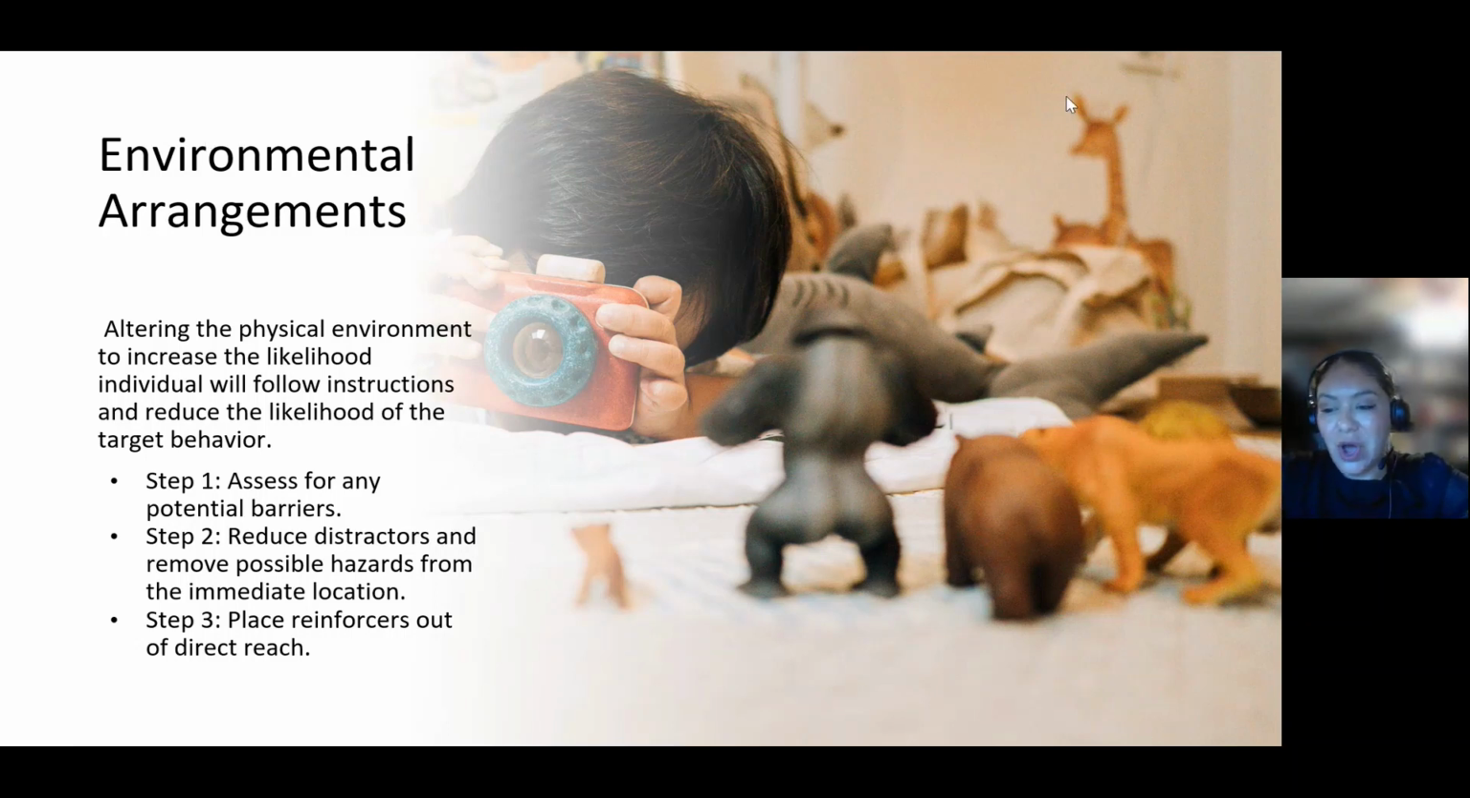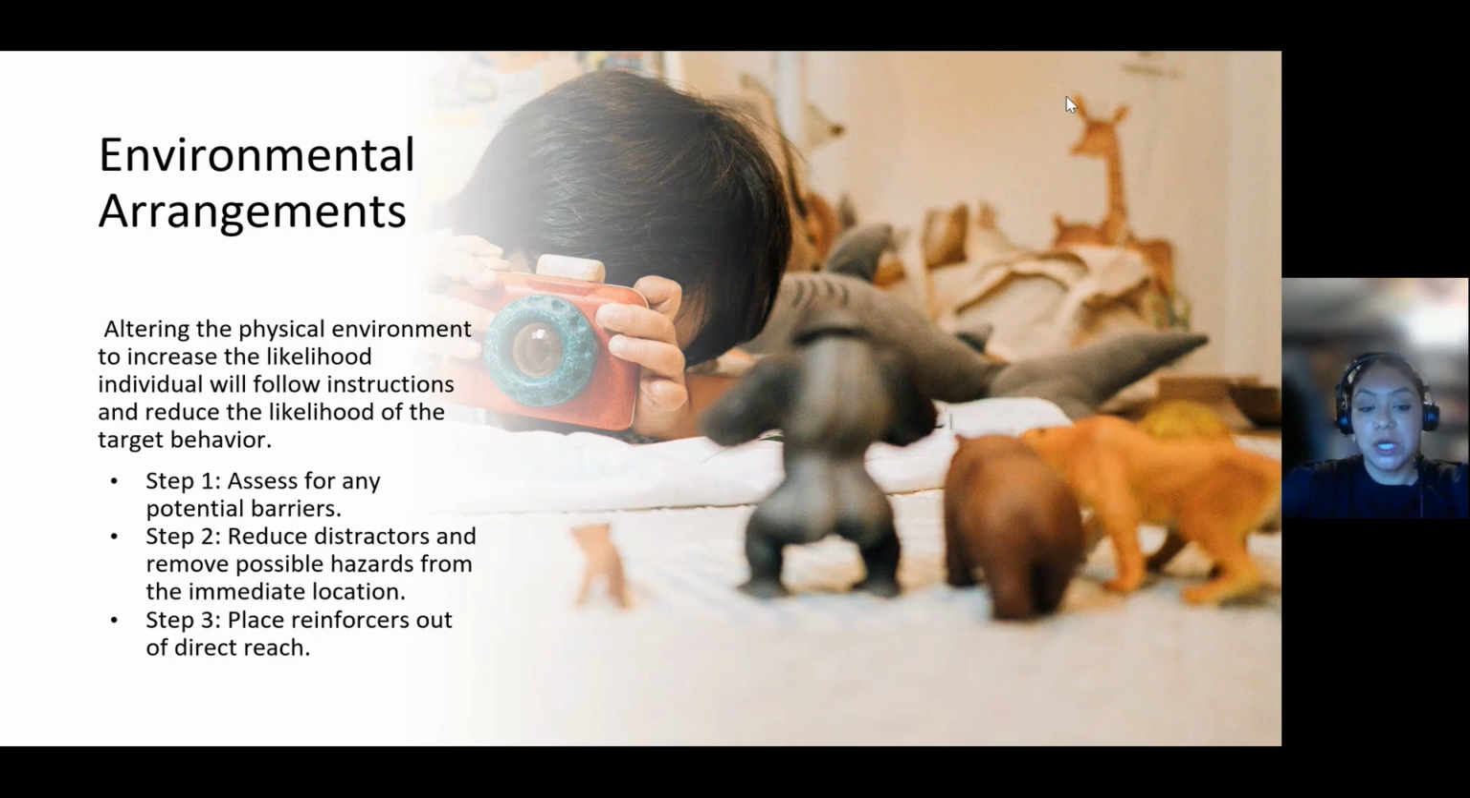Environmental arrangements really talk to us about the physical environment in the home, right? So altering the environment to increase the likelihood that an individual is going to stay focused, follow instructions, and reduce the likelihood of that behavior that we want to see less of. Right? And so the way that we do this is we start by assessing for potential barriers. So if we come into a home or a room and all of the individual's favorite items are out, easily accessible, we might say, hey, it's going to be a little bit more challenging for us to get this person's attention if there's all these things they love around them at arm's length.